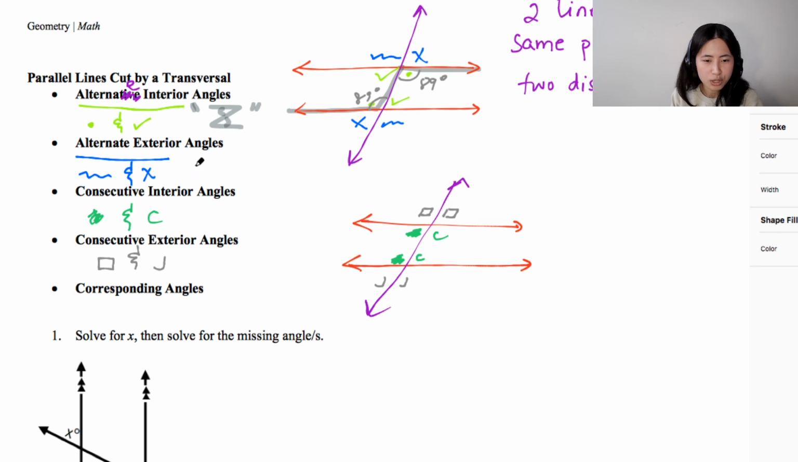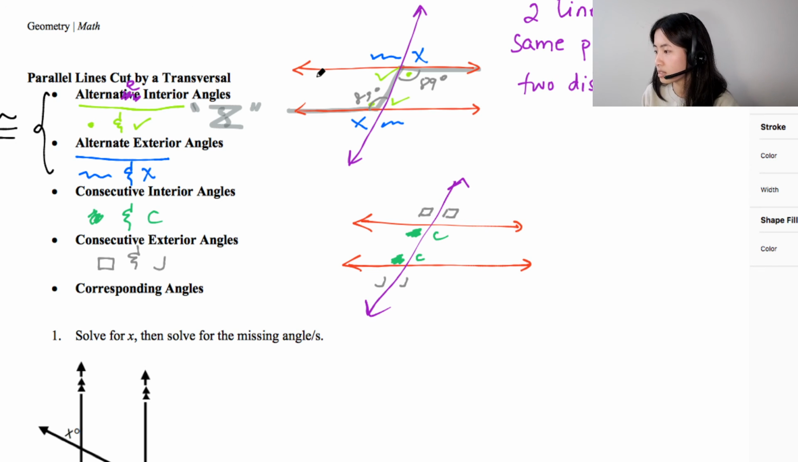However, if you're looking at alternate exterior angles, although they're very far apart, that means they're still going to be congruent, right? So anytime you hear the word alternate, it needs to be congruent. So maybe we can write that. Okay, so these two, they're congruent, right? So even though you have this blue thing over here and this over here, they're actually still congruent. Okay, so let's move on to consecutive interior angles and exterior angles.